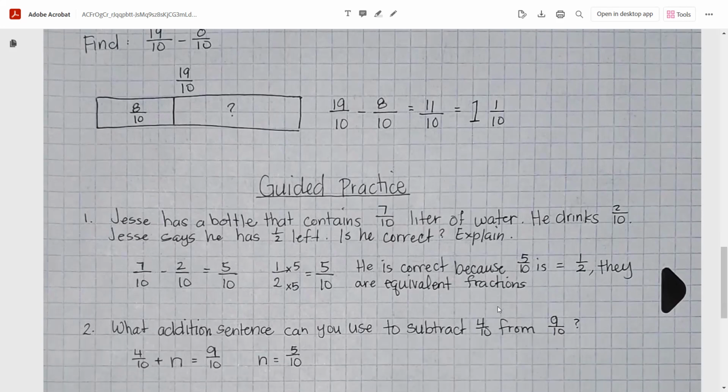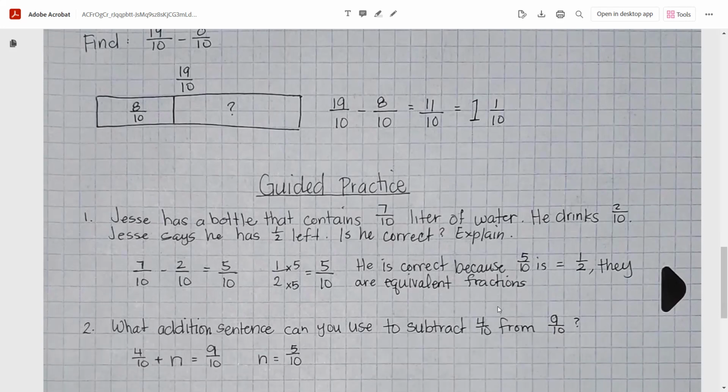Number 2, what addition sentence can you use to subtract 4/10 from 9/10? So here they're asking you, what is your related addition sentence? So go back and think about fact families. If you want to do 9/10 minus 4/10 equals something, you can also think 4/10 plus something is going to equal 9/10. So 4/10 plus my mystery number is going to equal 9/10.